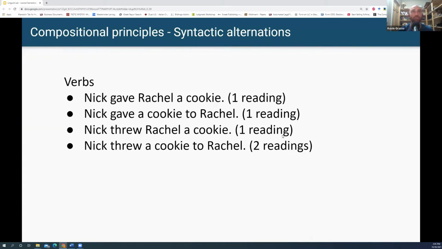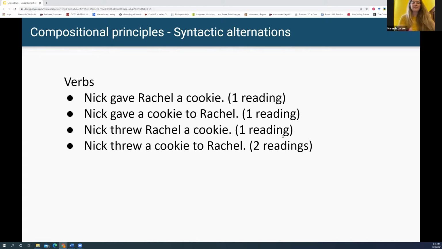Okay, another one, verbs, and then we'll get into Hebrew and Greek. So Nick gave Rachel a cookie. Has one reading. Rachel now has the cookie. Nick gave a cookie to Rachel. Again, one reading. Nick threw Rachel a cookie. One reading. Nick threw a cookie to Rachel. Does Rachel have the cookie? What do you think? Not necessarily. She could have it, or he could have thrown it, but it didn't make it to her. Right. So those are the two readings, right?